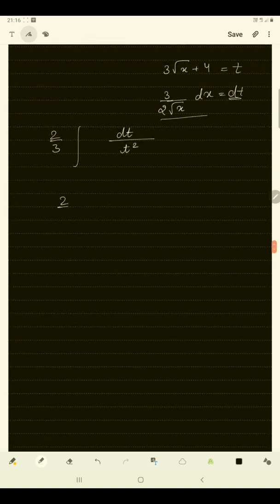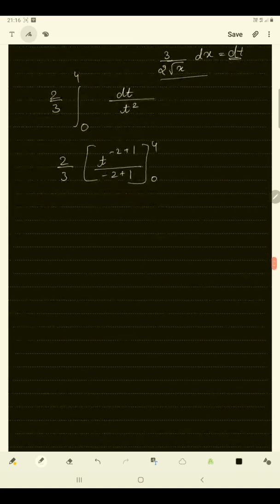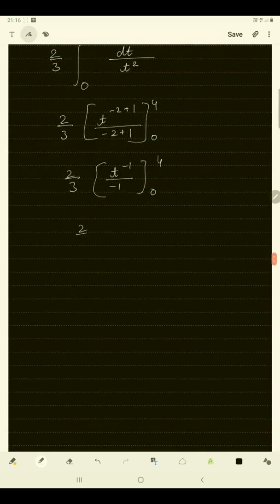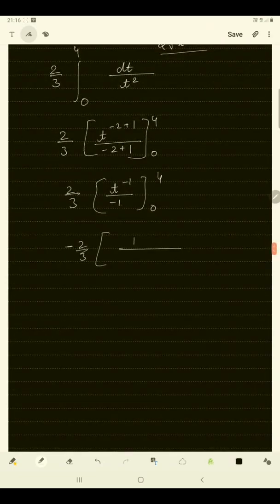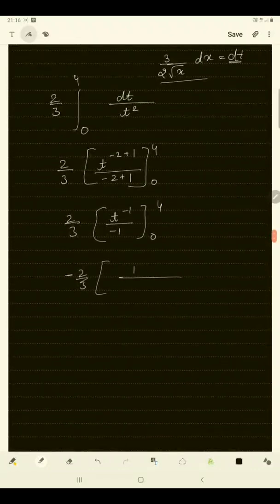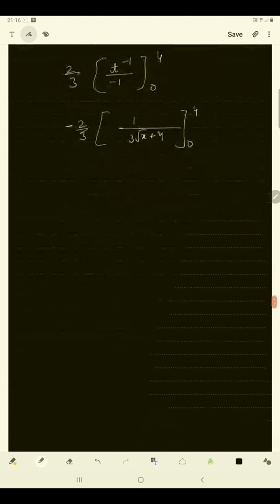Now solving this, we have t to the power minus 2. So t to the power minus 2 plus 1 upon minus 2 plus 1, and the limits were from 0 to 4. Now 2 by 3 t to the power minus 1 upon minus 1, 0 to 4. So we have 2 by 3, 1 upon minus, this minus gets over here, 1 upon 3 root x plus 4 from 0 to 4.